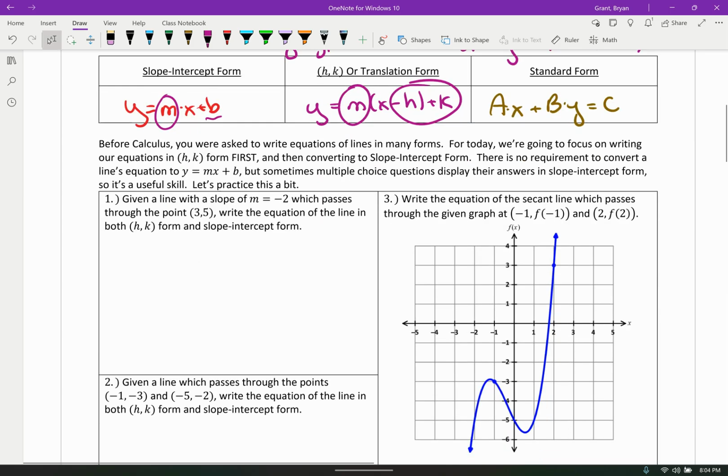So what I'm going to show you here is generally starting with HK form, and then I'll show you how to convert it to slope-intercept form. There are, of course, other ways to write slope-intercept form, but I think this way is pretty straightforward.